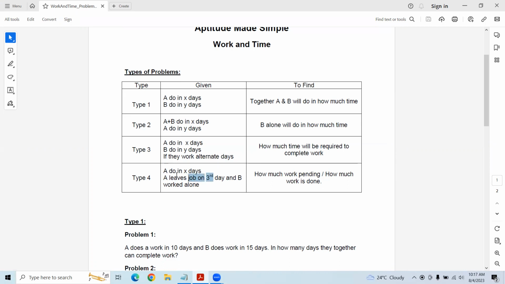So they will do this kind of thing, like A and B started working together, and A left the job after some days. So in how much time will B alone be able to complete that work? Usually you would have observed this in your school project or many places. We start in a group of 4, and then one person is not able to continue with us, and only 3 of us continue the work. So definitely we will need more time if we have fewer people working on that.